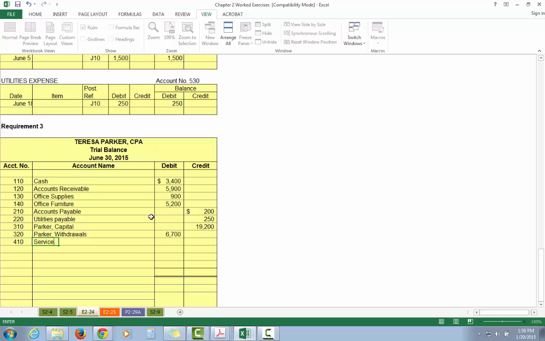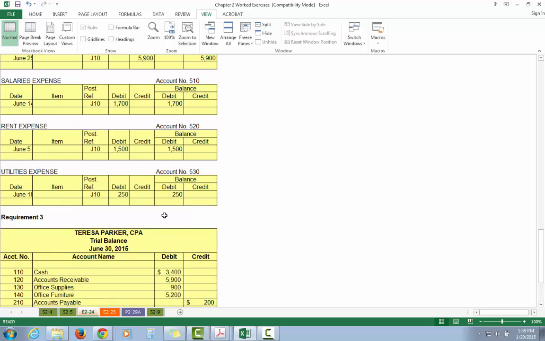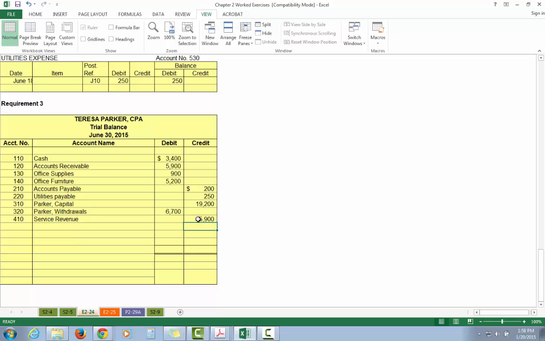Then we're on to service revenue. So service revenue, we ended up having a credit of $5,900. And then we'll list our expenses. So 510 was salaries expense. 520. And then 530 was our utilities expense. And that was for $250. Okay, then we'll have our total.